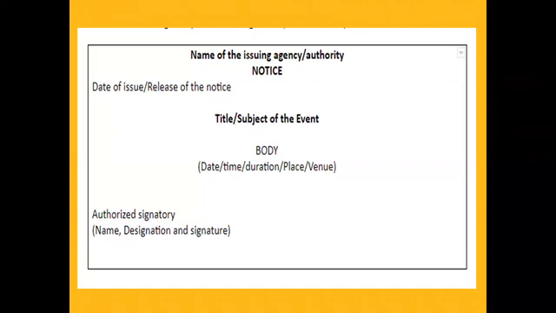Then will be the body, containing all the details: date, time, venue, and so on. After this, leave a line, then the name of the person who is putting up the notice, and below it will be the designation of that person. And the notice is always in a box.